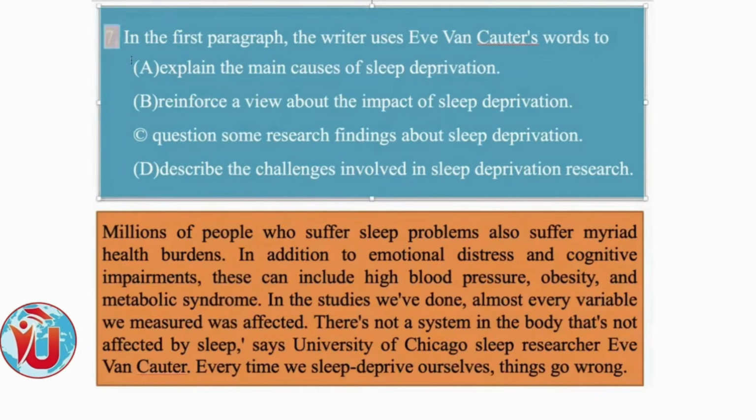Let's listen to this one. Question number 7. In the first paragraph, the writer uses Cauter's words to: Option A, explain the main causes of sleep deprivation. Option B, reinforce a view about the impact of sleep deprivation. Option C, question some research findings about sleep deprivation. Option D, describe the challenges involved in sleep deprivation research.